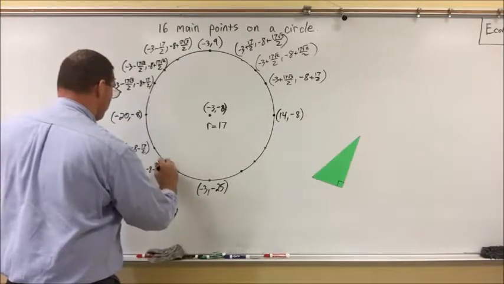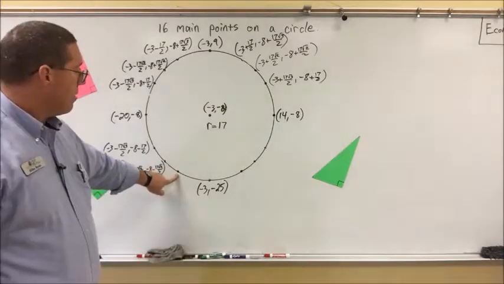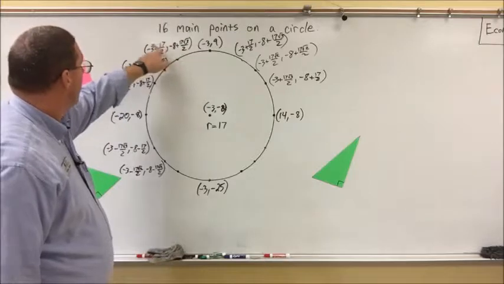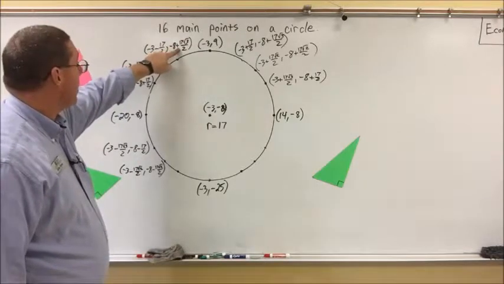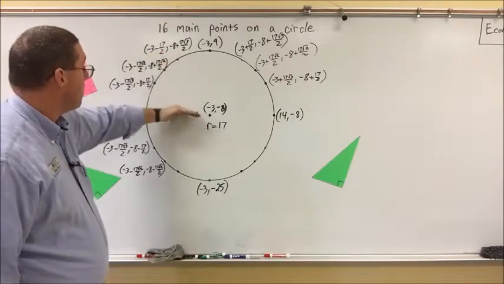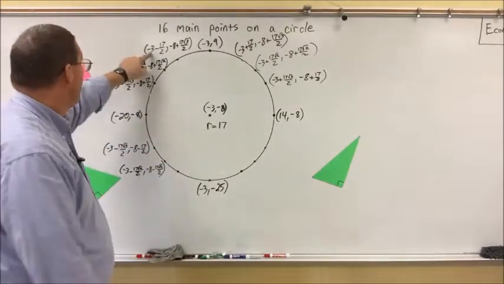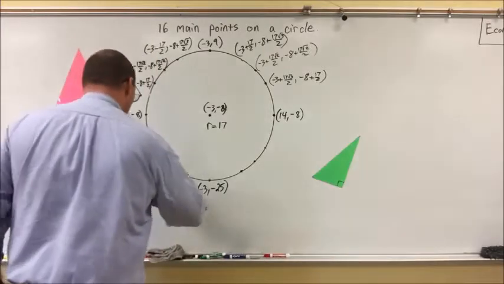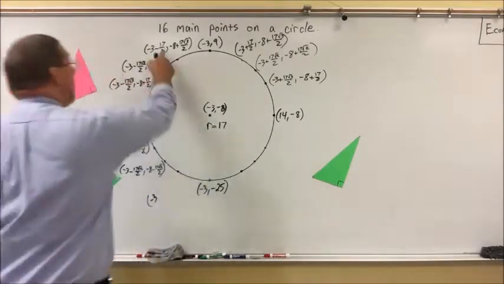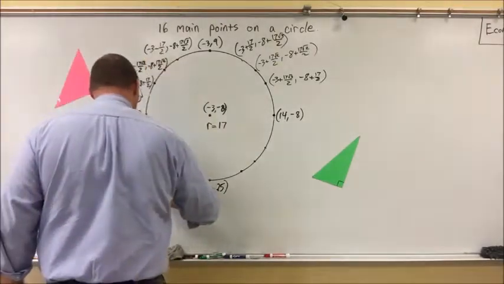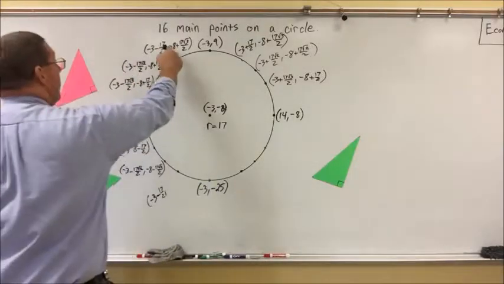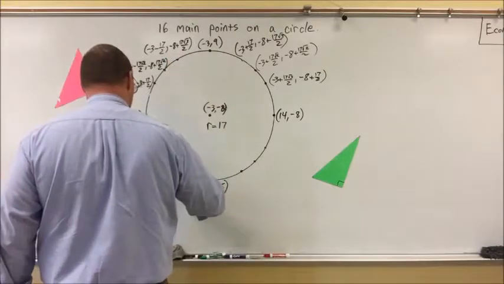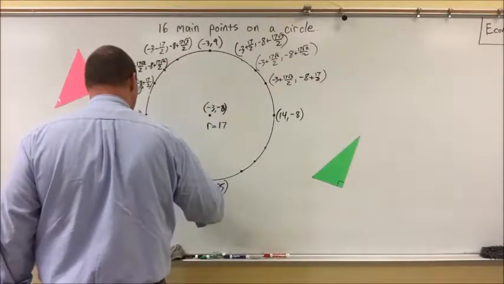This point is at a 60-degree reference angle, so it's just like this one right here, only it's down. It's not at negative 8 plus, it's going to be negative 8 minus because it's below the center of the circle. But it's going to have the same x-coordinate because it's to the left, just like this one is. So this one is going to be negative 3 minus 17 over 2, comma, negative 8 minus 17 square root of 3 over 2.